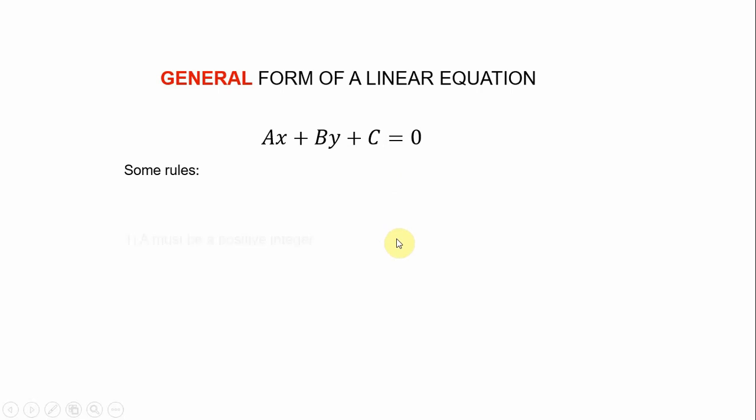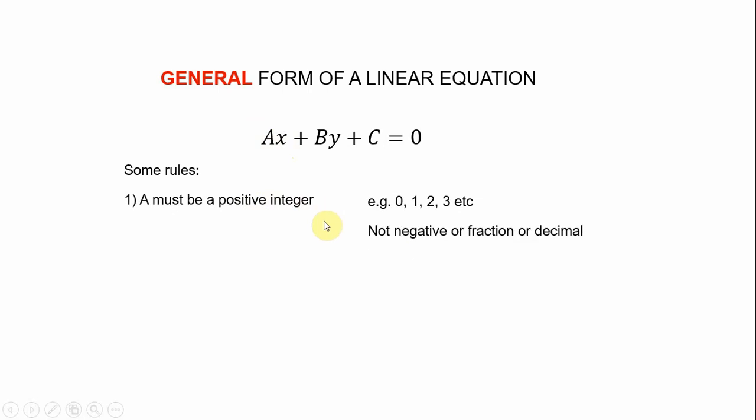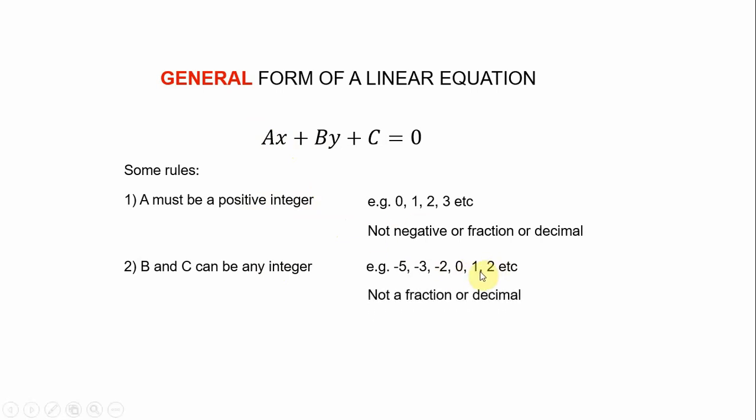So here are some rules. For A, the number before x must be a positive integer. There are your examples. Nothing negative or fractional or decimal. B and C can be anything: -5, -2, 1, 2, as long as they're not a fraction or a decimal.